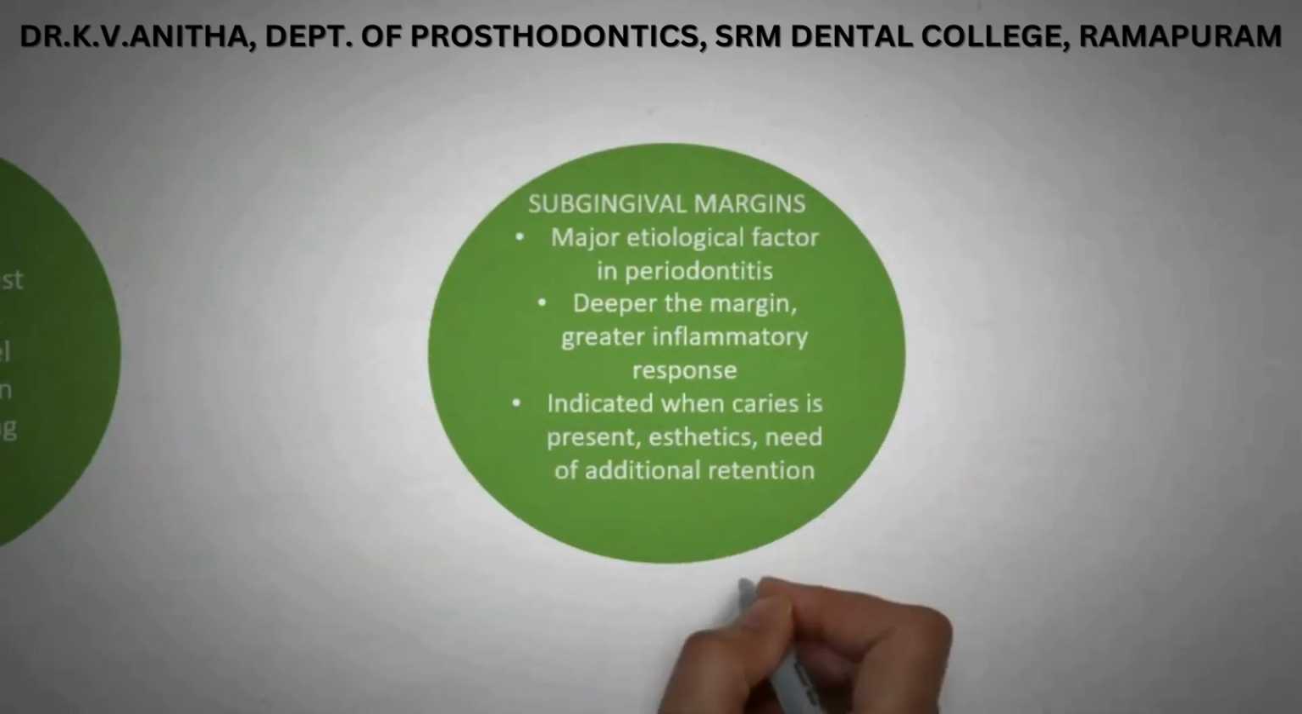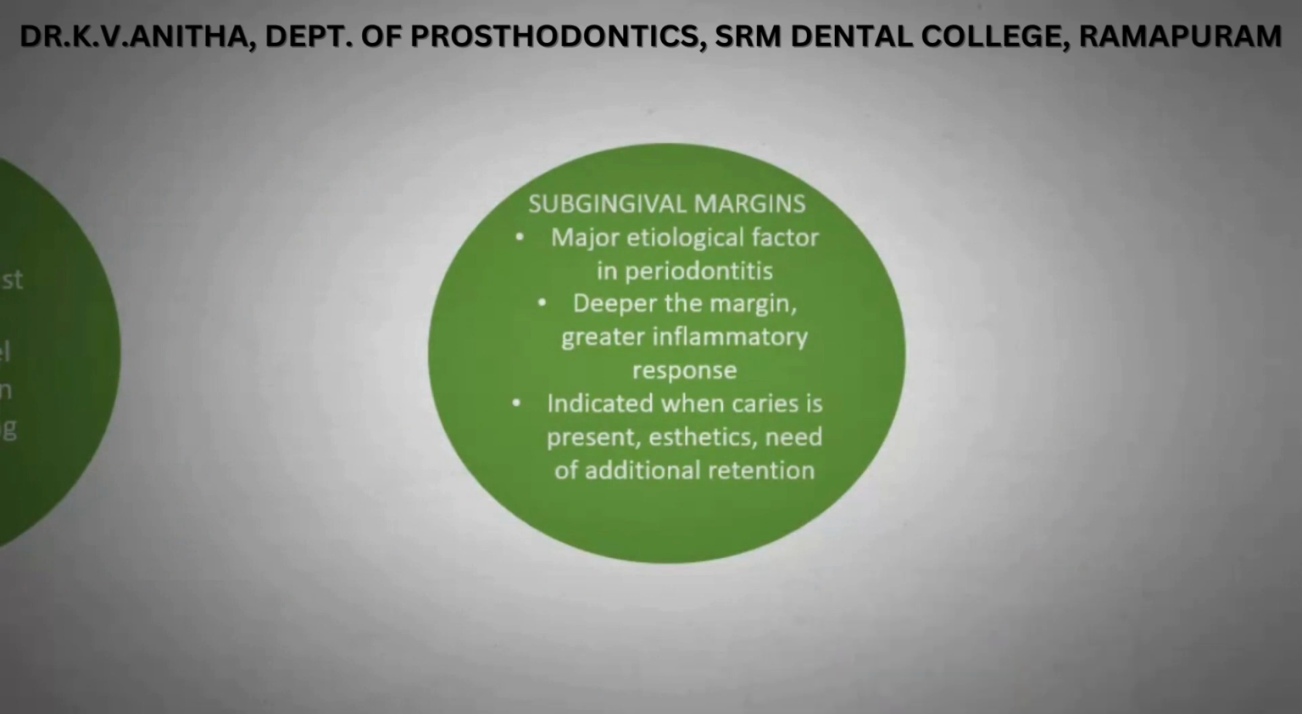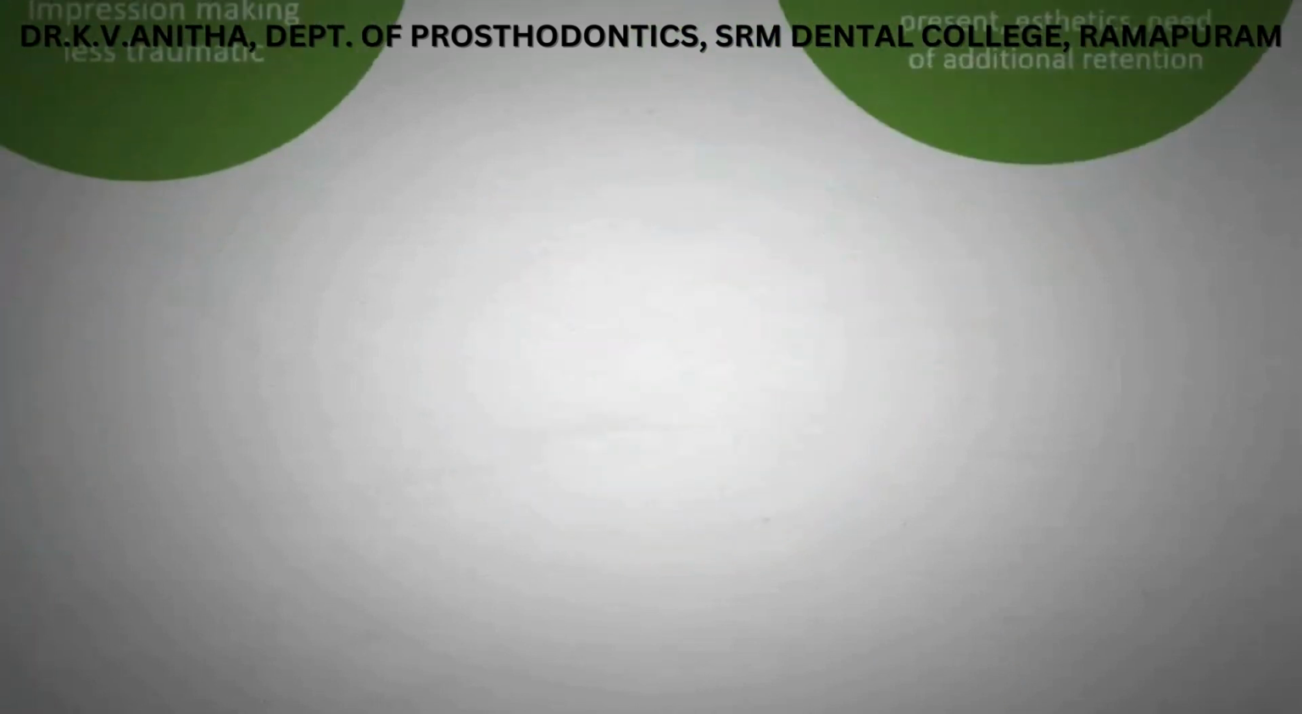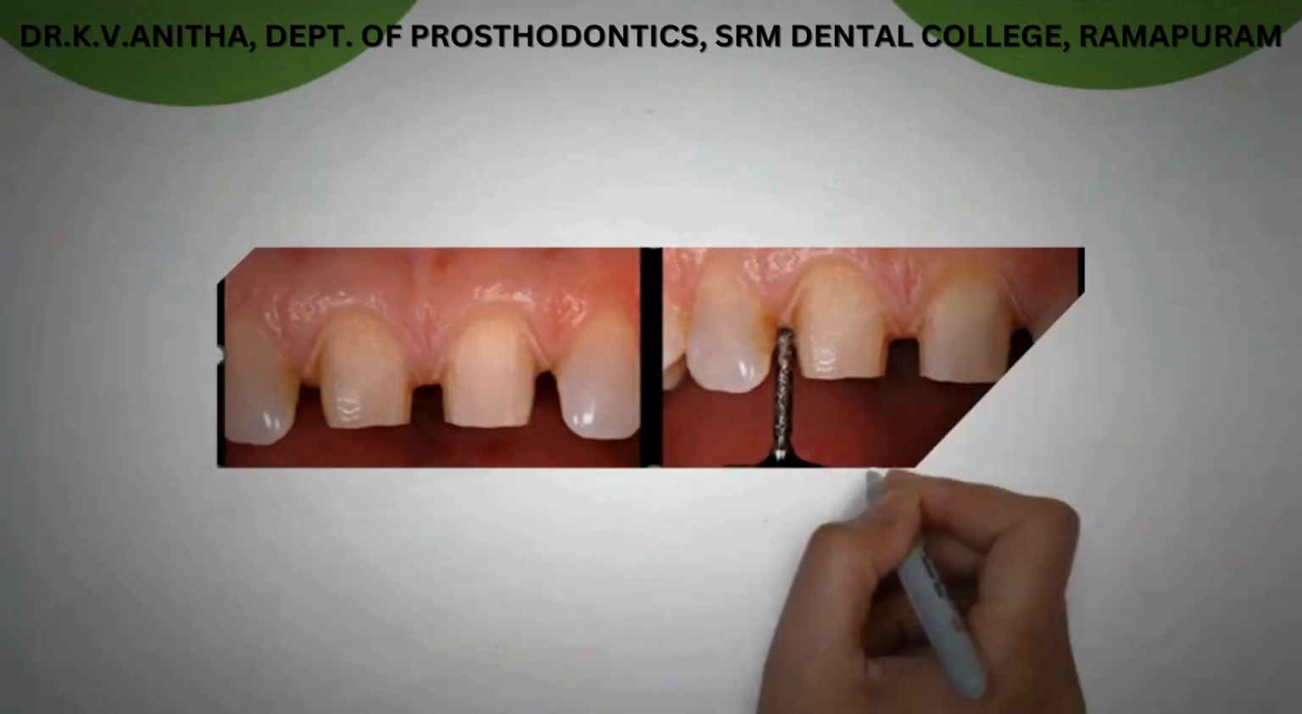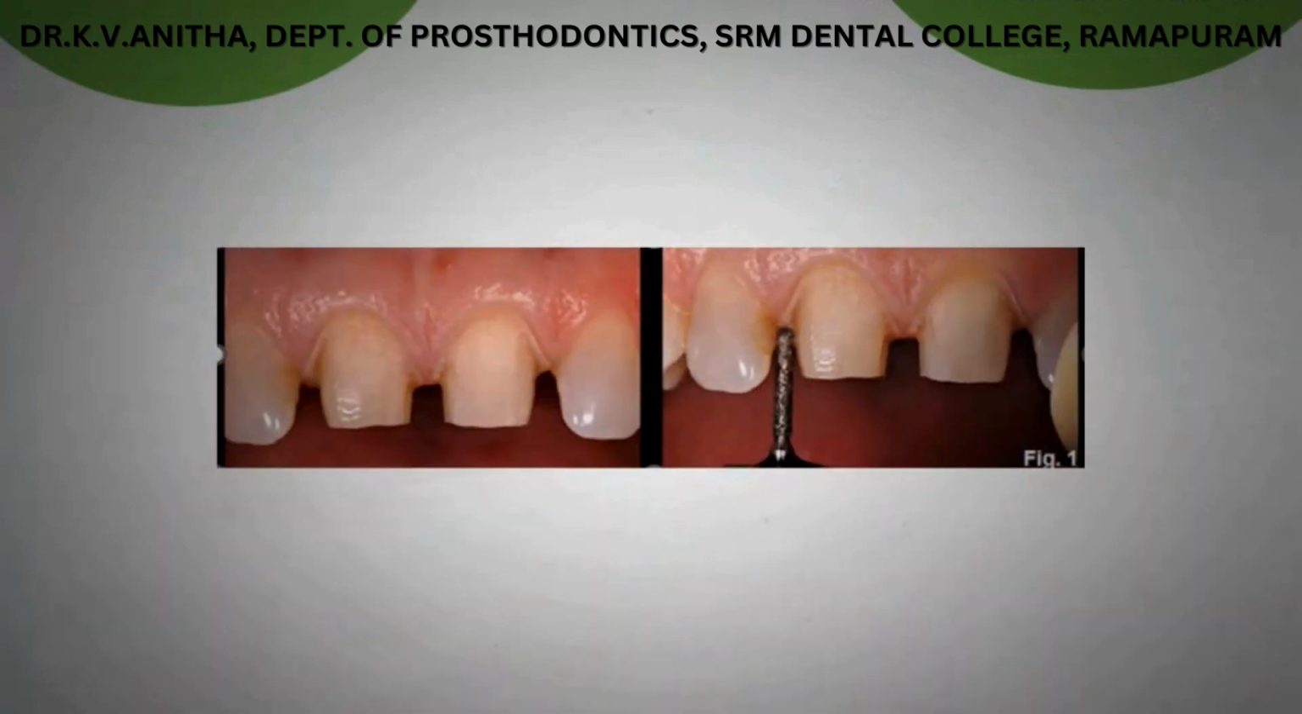Subgingival margins are the major etiological factor in periodontitis. The deeper the margin, the greater is the inflammatory response. These are indicated when caries is present, for aesthetics, or for need of additional retention.